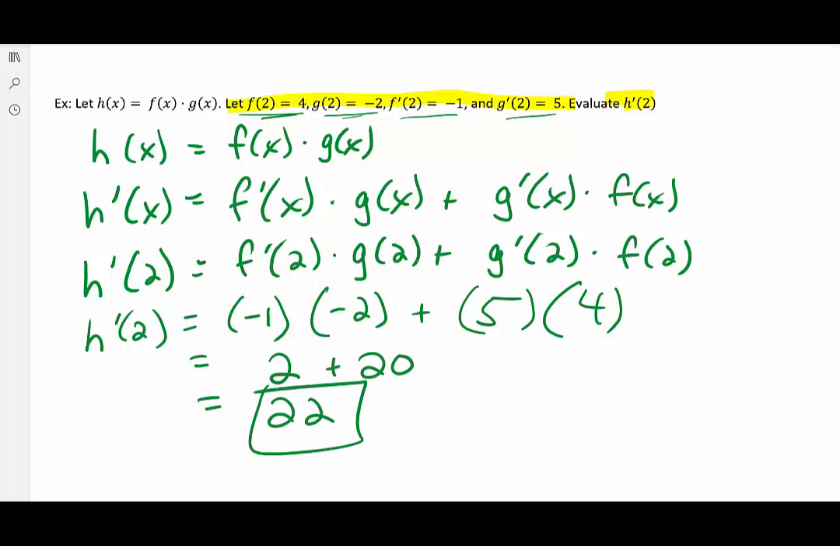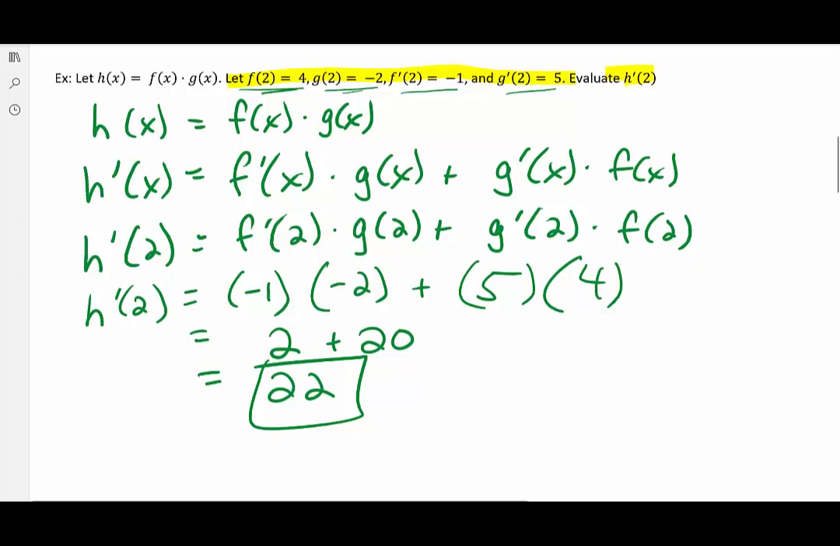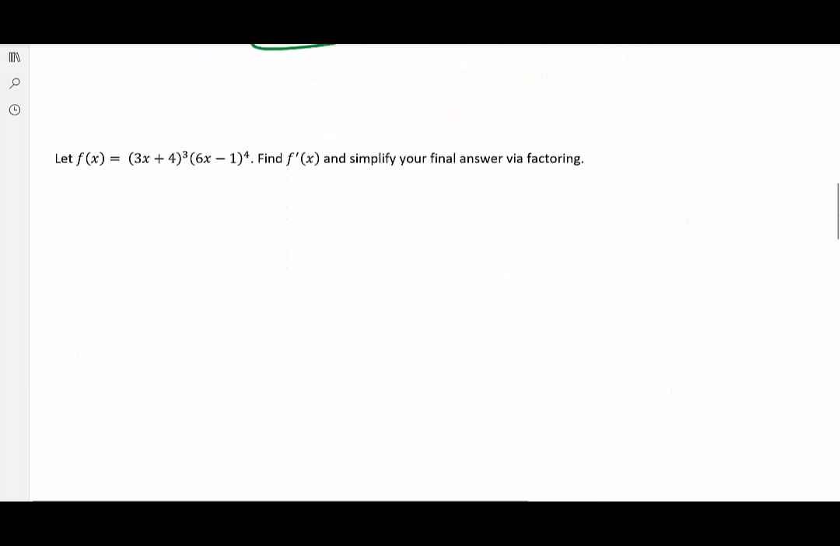So hopefully that one wasn't too bad. Just whenever they give you all these ordered pairs, all these function values, just go ahead and do your product rule and then just plug in the values into the correct places. All right. Oh, here's a good one.